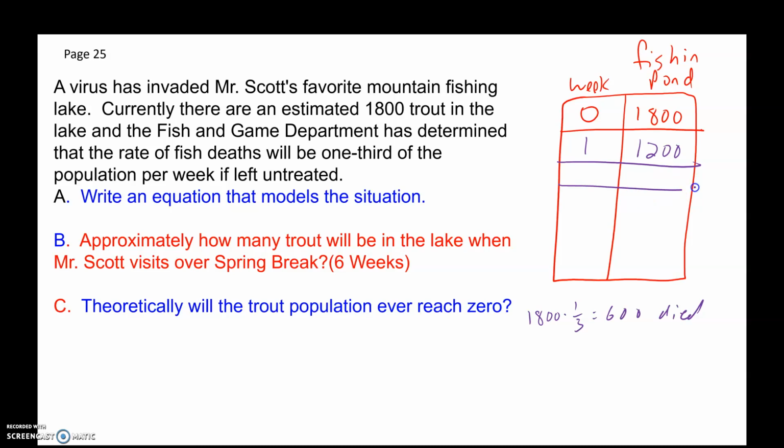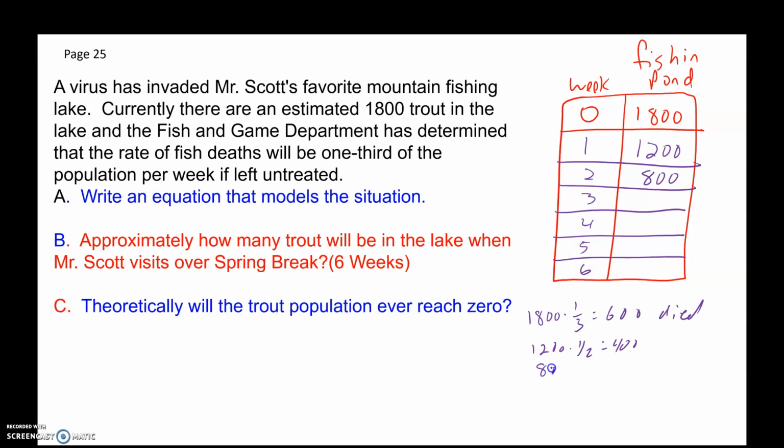All right, and then on the second week, we're going to do 1,200 times 1/3. So I go 1,200 times 1/3, and we get 400. So 400 more fish died. 1,200 minus 400 is 800, because that's how many fish are left. And this is asking us to take it down to week 6. So we're just going to continue this pattern.